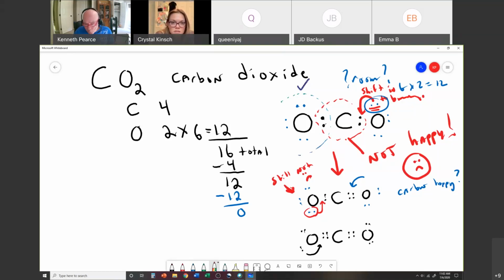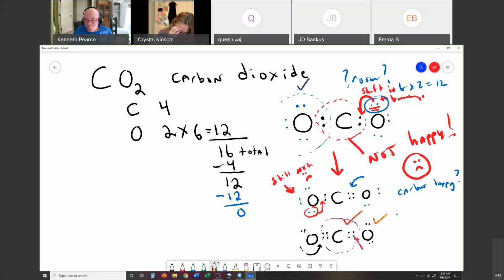And when we say happy, I mean everybody in here counts. Now, just because these 2 right here look like they're on the oxygen, they're not. It's a graphical representation. If they're in between, they are shared equally. I just have to put them somewhere, so I put them side by side. I'm not trying to say literally one pair is on the carbon, one pair is on the oxygen. They're both shared equally. So now the carbon is happy.